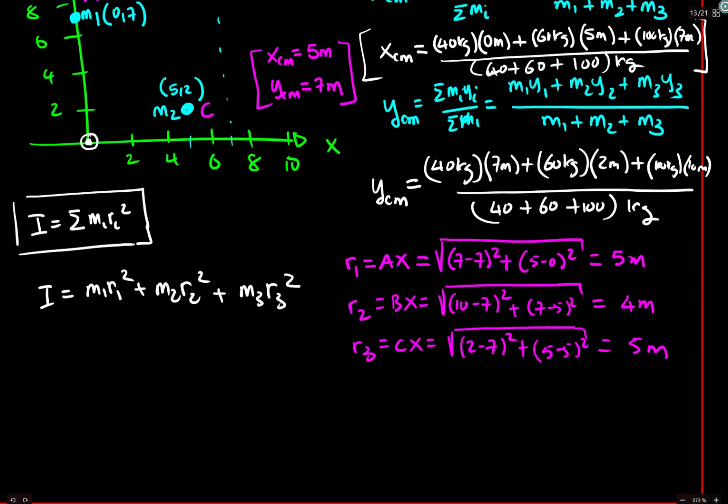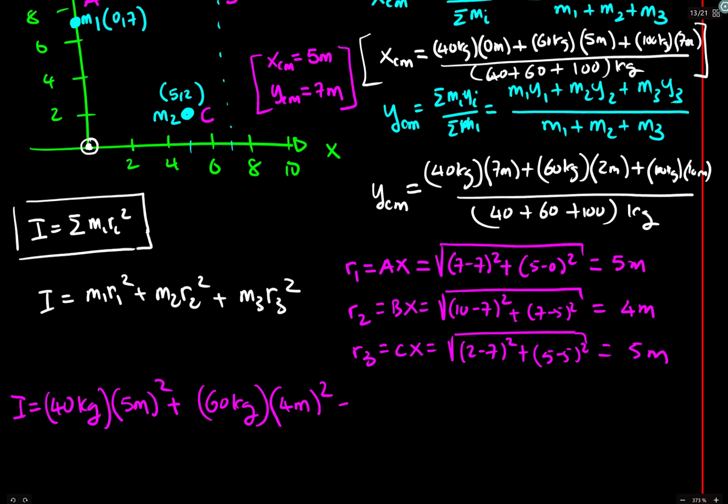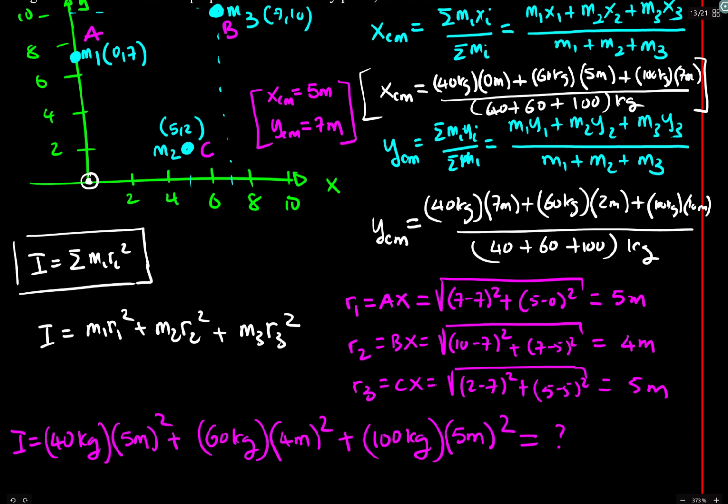So this means that the moment of inertia I will be equal to 40 kilograms multiplied by 5 meters squared plus 60 kilograms multiplied by 4 meters all squared plus 100 kilograms multiplied by 5 meters squared. So compute this value and make sure that your packet that you submit tomorrow has it.